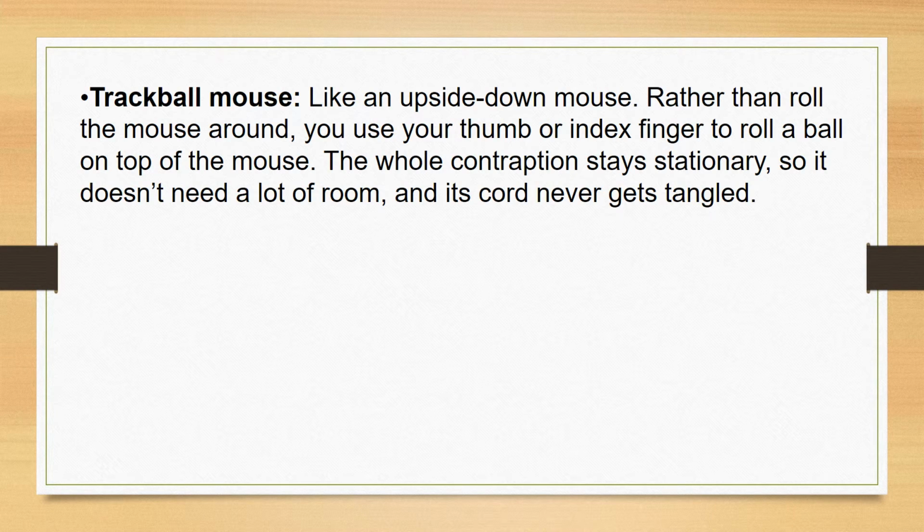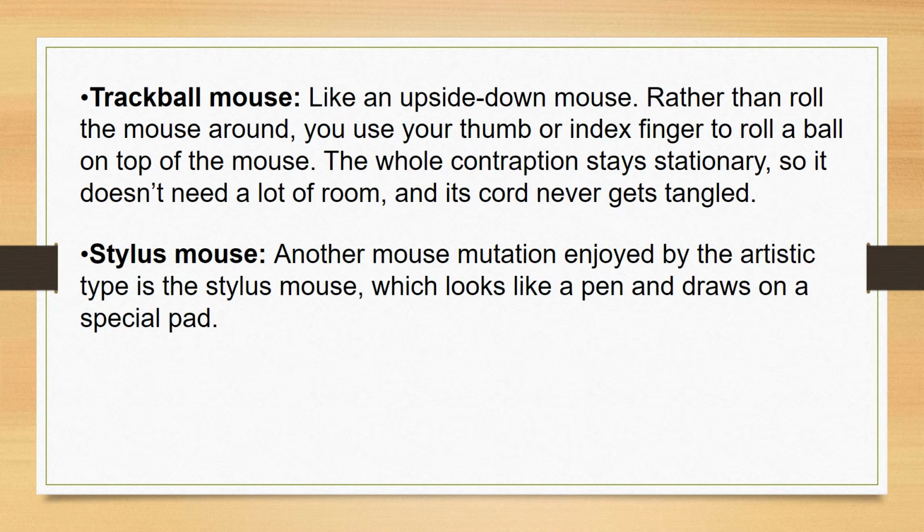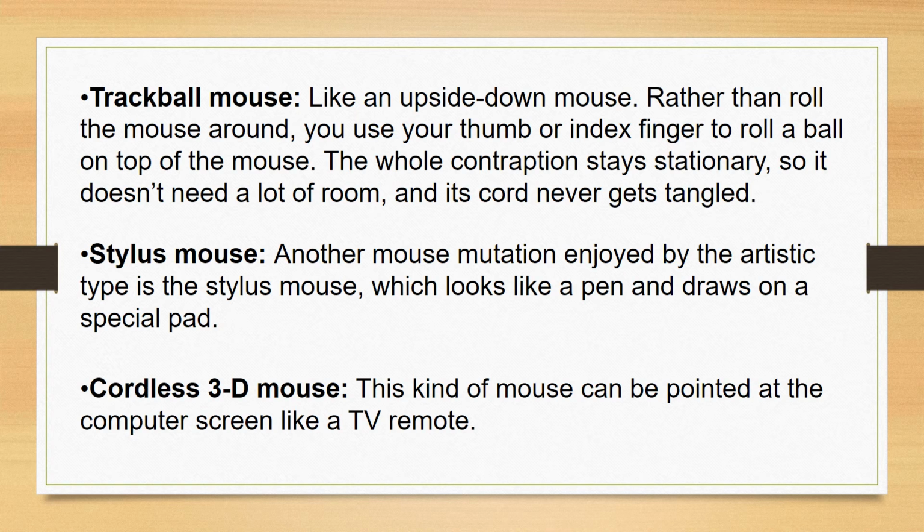The trackball mouse looks like an upside-down mouse. Rather than roll the mouse around, you use your thumb or index finger to roll a ball on top of the mouse. The whole contraption stays stationary, so it doesn't need a lot of room, and its cord never gets tangled. The stylus mouse is another variation that is enjoyed by the artistic type. It looks like a pen and draws on a special pad. The corded 3D mouse can be pointed at the computer screen like a TV remote.